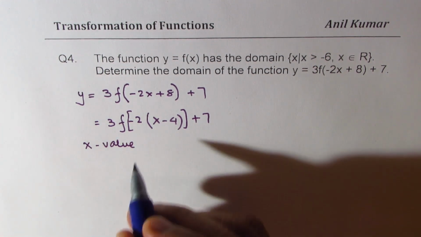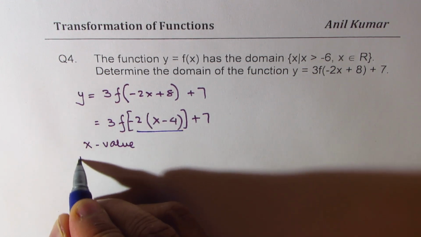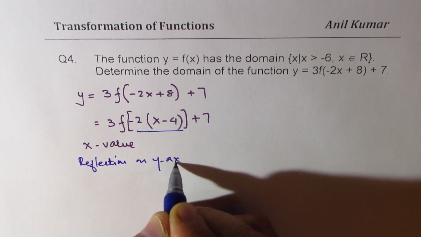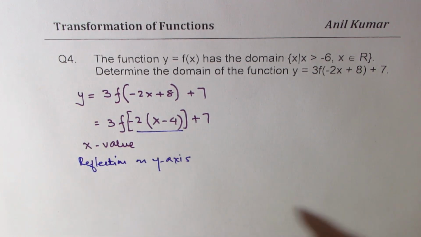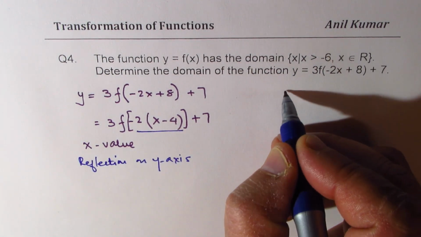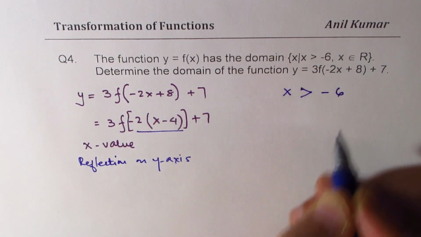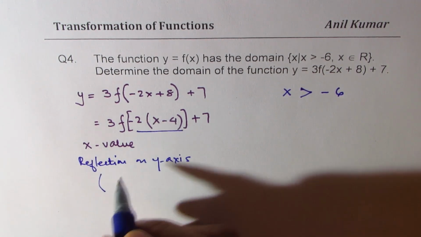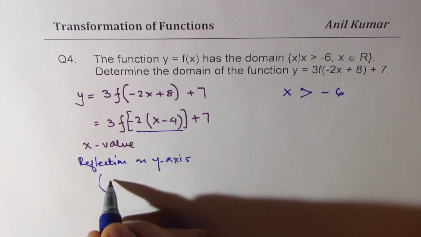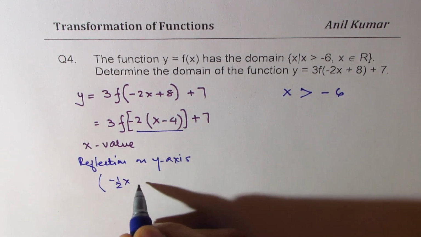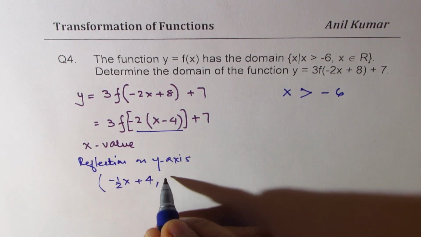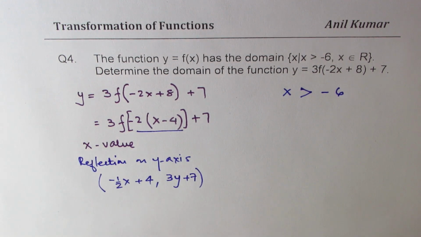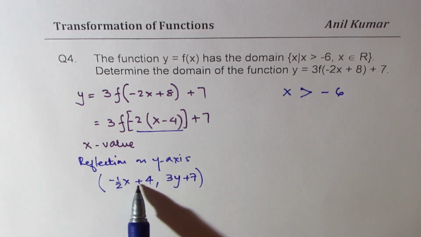Now, as you can see, the transformation here is, what is this? Reflection on the y-axis, correct? So it changes. Earlier, the domain is x greater than -6. Now here, there's a reflection, right? If you see the transformations, then the x value will be -1/2 of x, and then you have to add 4. As far as the y value is concerned, it will be 3y + 7. For domain, we have to check the x value. So we have to get -1/2 x + 4.